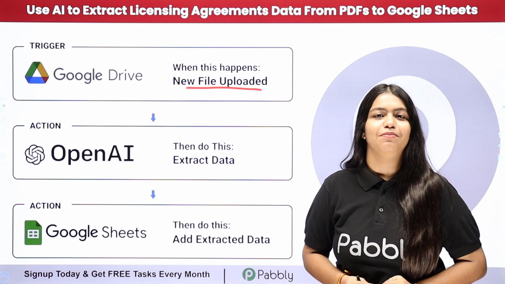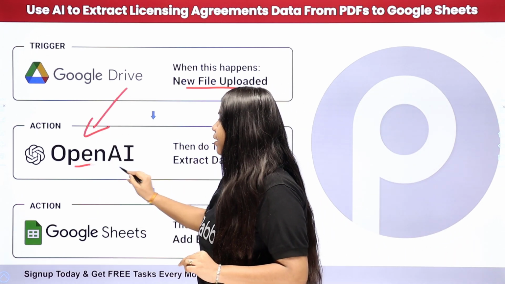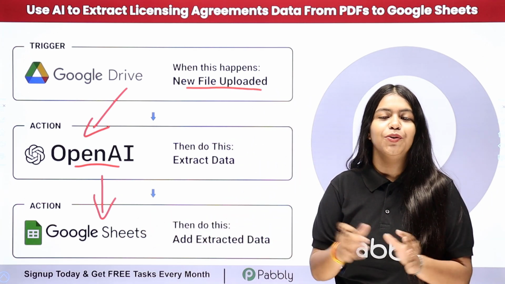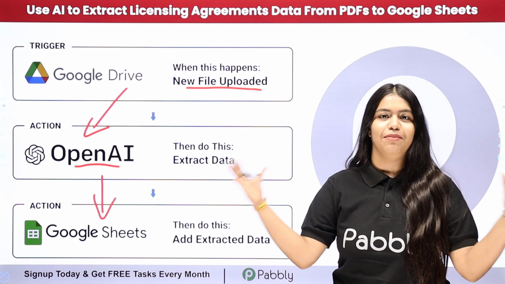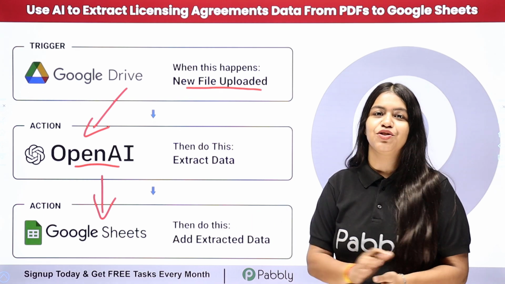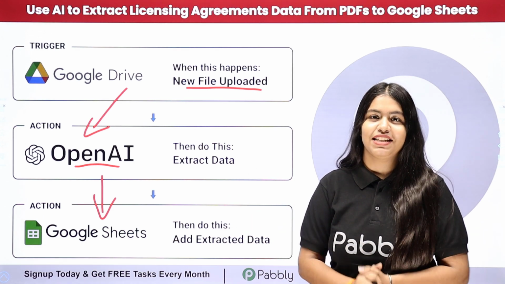So to do this, we are simply going to create a connection between Google Drive, my AI agent, which is OpenAI, and then Google Sheets. And to create this connection without knowing any programming or coding language, we are going to use Pabbly Connect. It is an amazing automation software. So if you also want to create this amazing automation for your own business, then for that you have to come with me towards my screen.